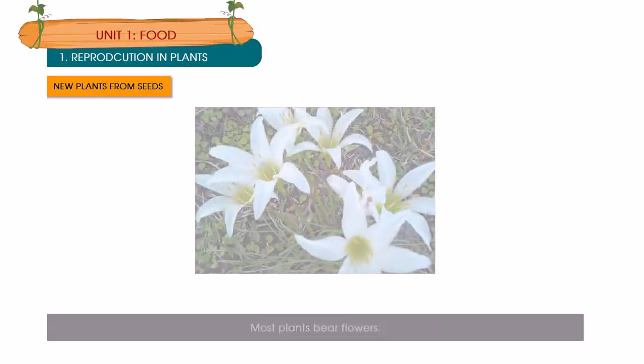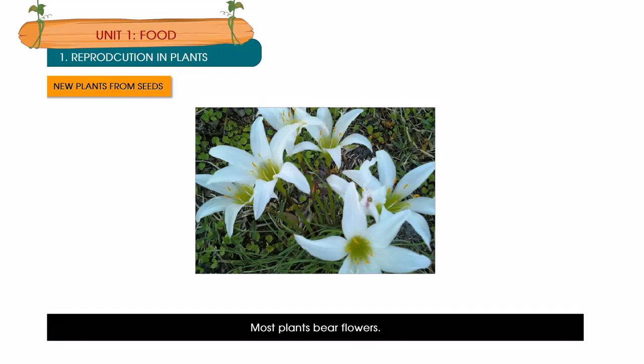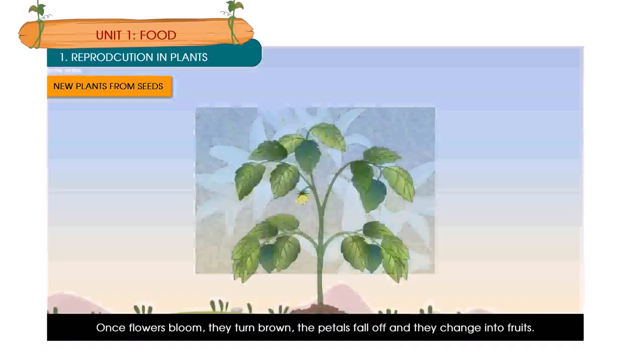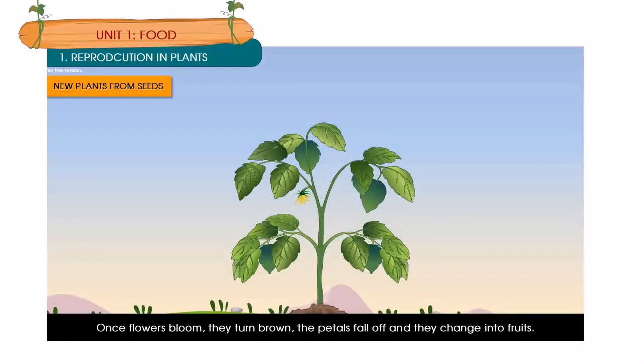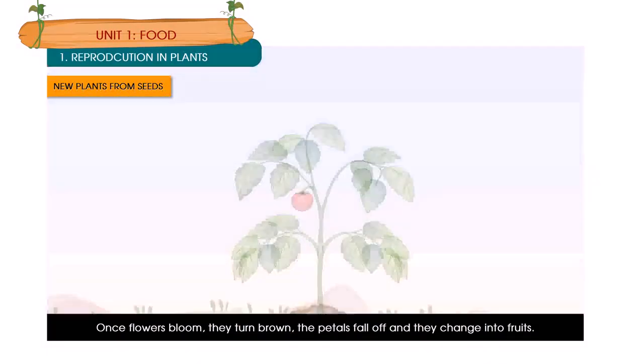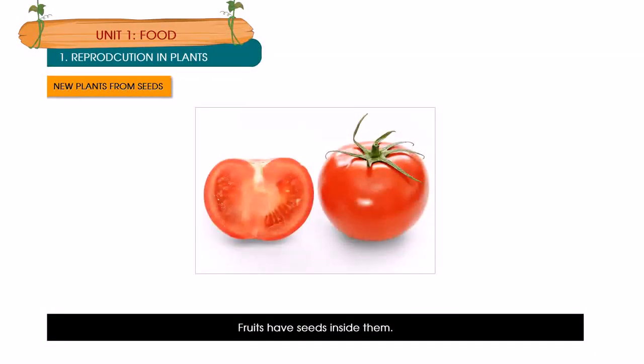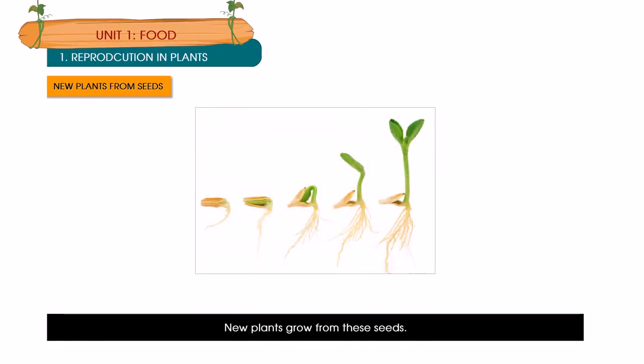New plants from seeds. Most plants bear flowers. Once flowers bloom, they turn brown. The petals fall off and they change into fruits. Fruits have seeds inside them. New plants grow from these seeds.